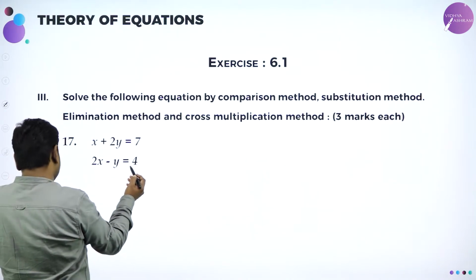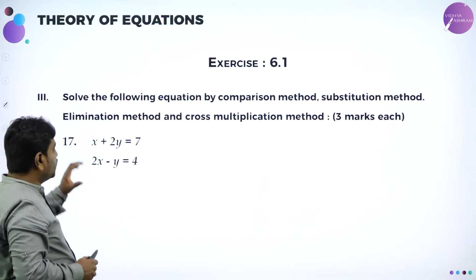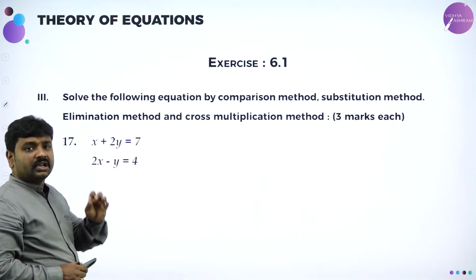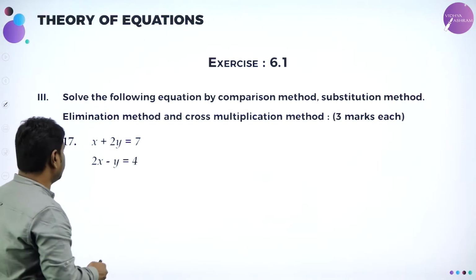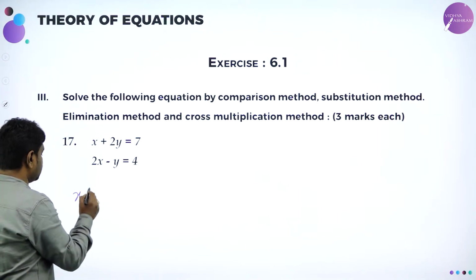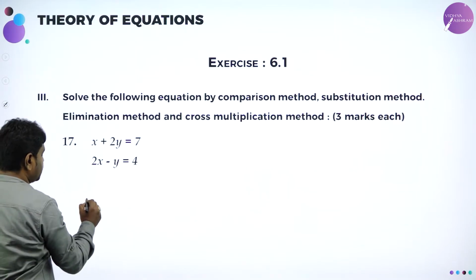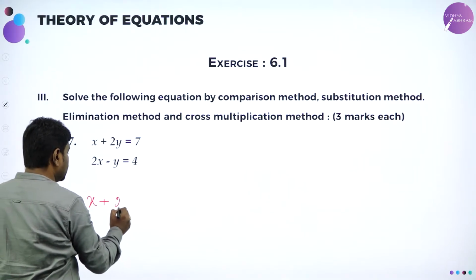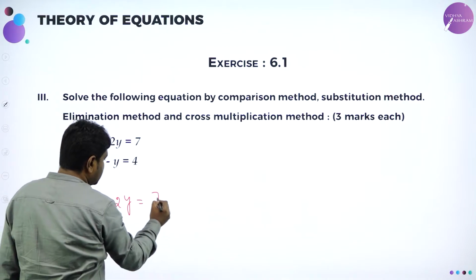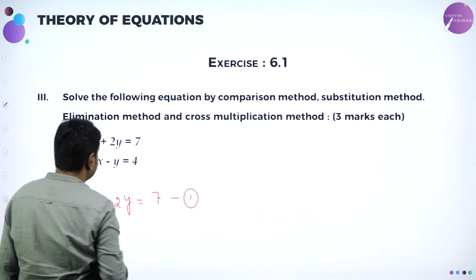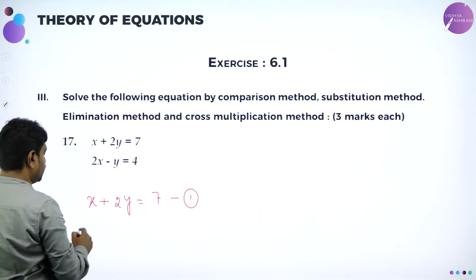Next, x plus 2y is equal to 7 and 2x minus y is equal to 4. Please understand, here the coefficients are not the same. Now the first task is we should make the coefficients the same. So let me consider the first equation, x plus 2y is equal to 7. Call it equation 1. And the second equation, 2x minus y equal to 4.